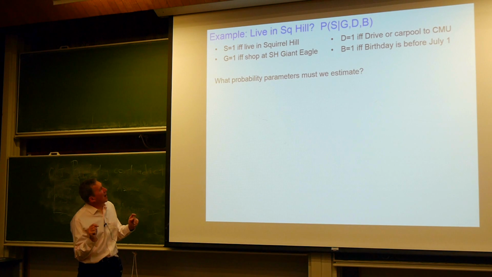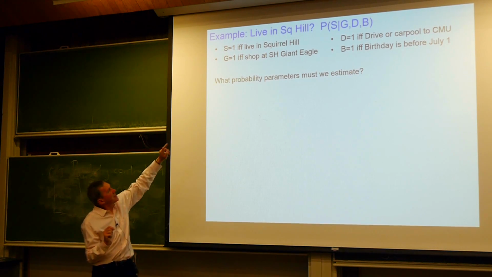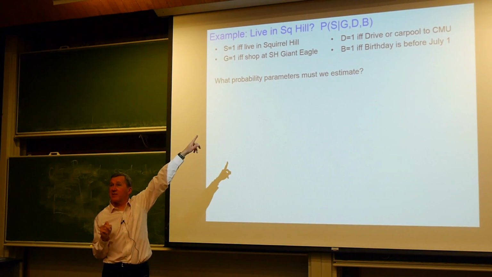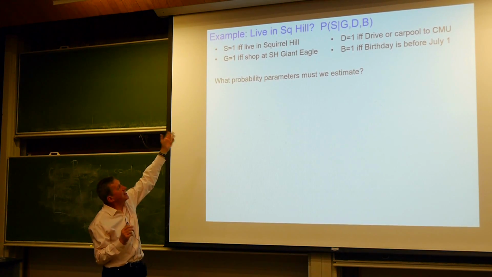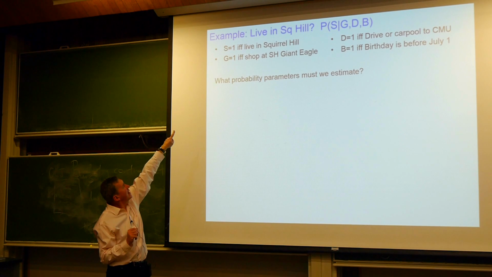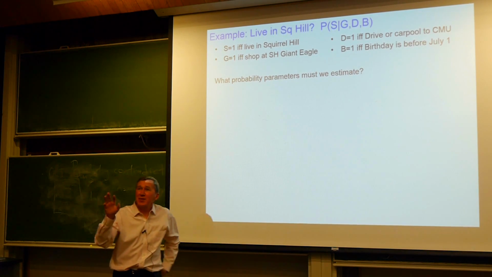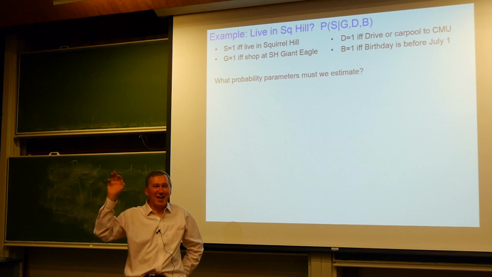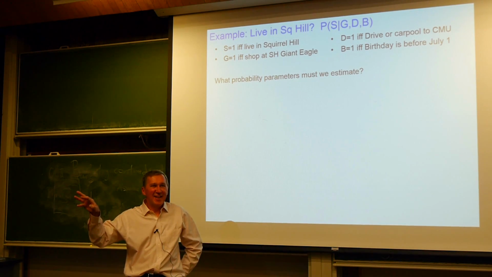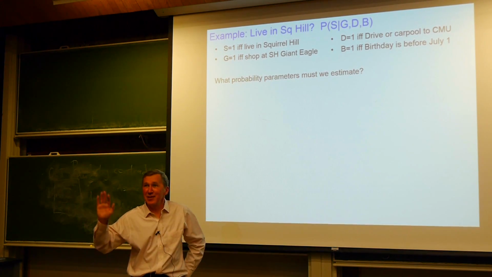Okay, and the classifier we will train is one that's going to predict whether you live in Squirrel Hill, given the variables g, d, and b. G is 1 if you have shopped at any time since September in the Giant Eagle that's in Squirrel Hill. If you don't know what the Giant Eagle in Squirrel Hill is, you haven't shopped there. Your value is 0.